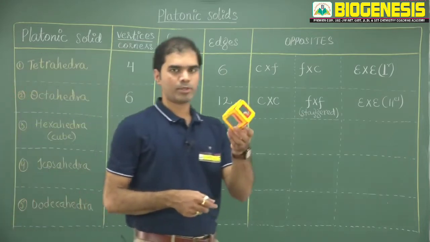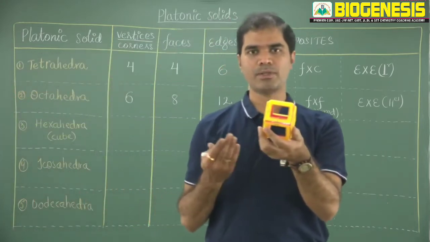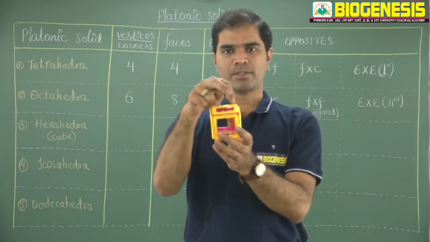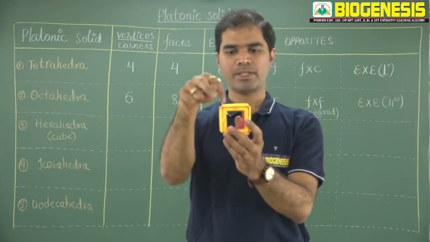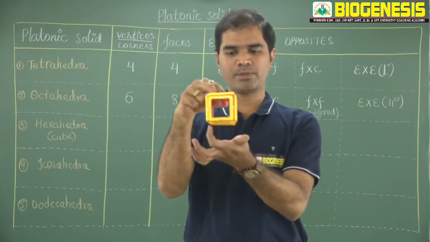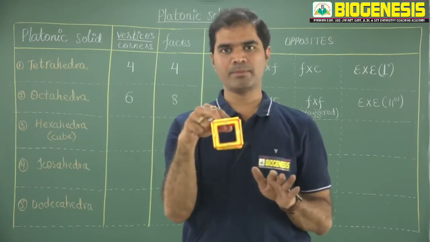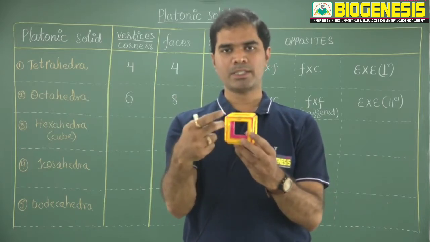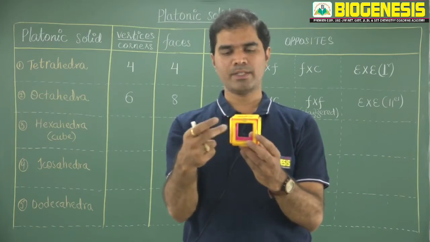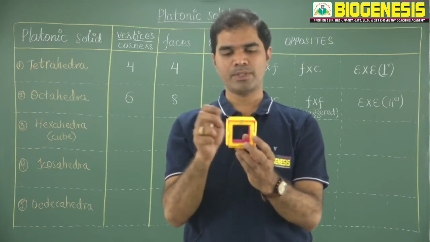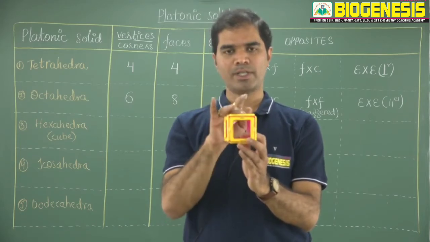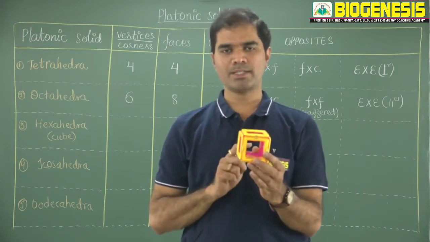Now this is a model for hexahedra, or you can call it a cube. These are called corners or vertices. 1, 2, 3, 4 above, 1, 2, 3, 4 below, altogether making up 8 vertices. There are faces, but these are square faces. 1, 2, 3 and 4. 1 towards you, 1 away from you, 1 towards your right and 1 towards your left. 1 above, 1 below. Altogether there are 6 square faces.